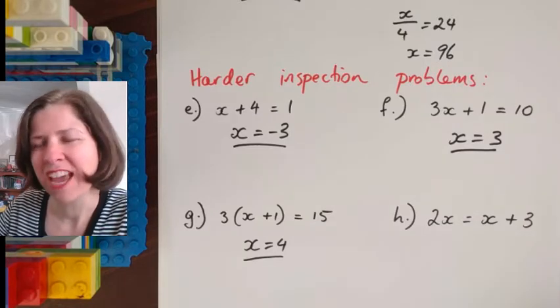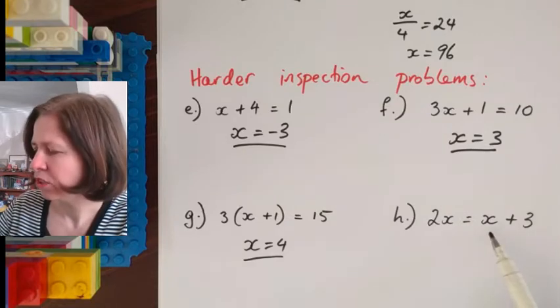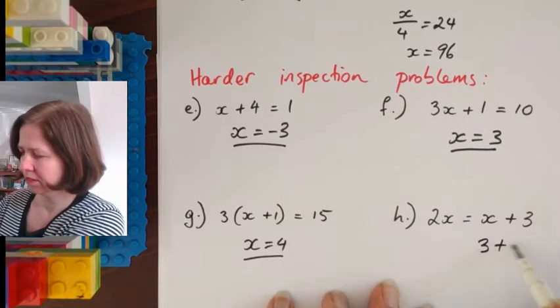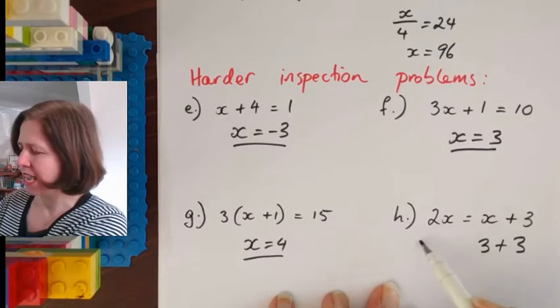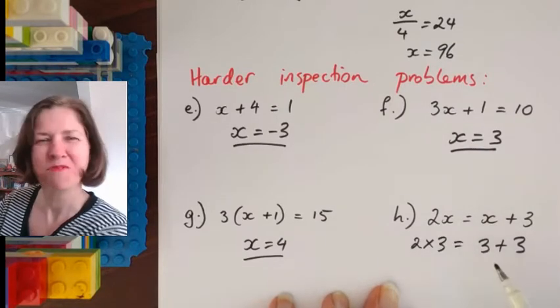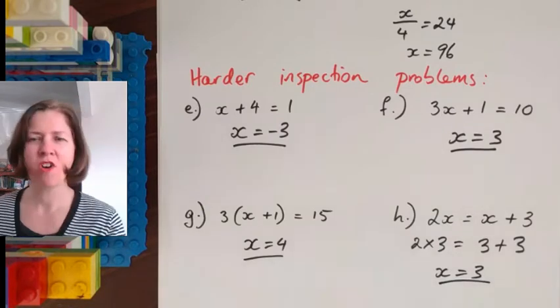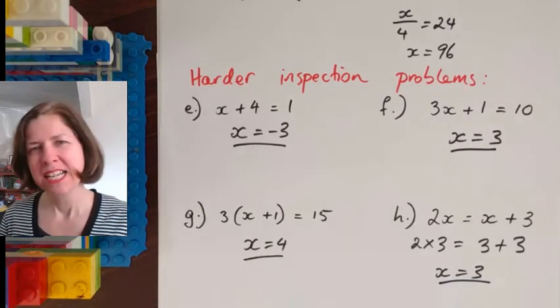And that's if x is 3, because 3 plus 3 is going to give me the same answer as 2 times 3. Don't worry if you didn't get it. So x is 3 for this one. All right, that's solving by inspection.